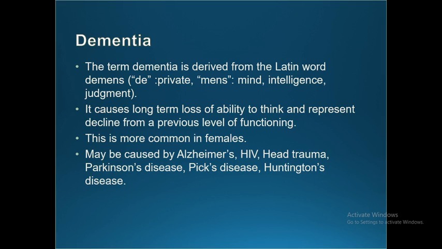This is more common in females. Delirium was common in males, now dementia is more common in females. It may be caused by Alzheimer's disease, HIV, head trauma, Parkinson's disease, Pick's disease and Huntington's disease. Here it is a long-term process, which causes gradual loss of the ability to think. Don't say only memory loss when you see the word dementia. Right, so let's move on.